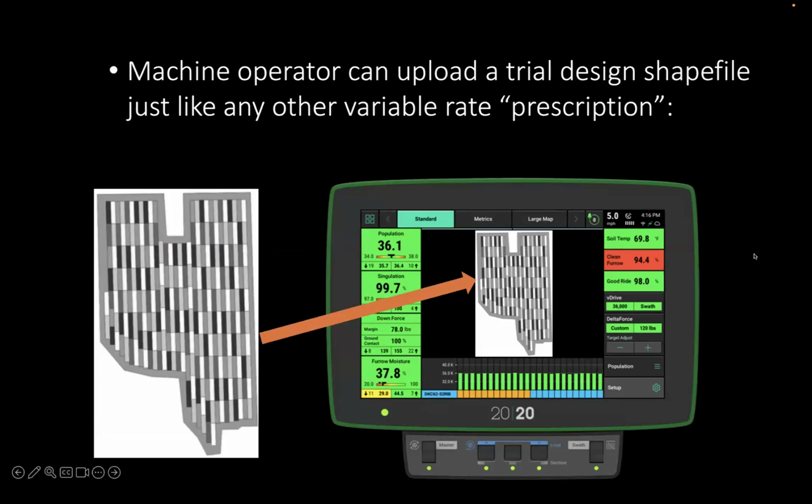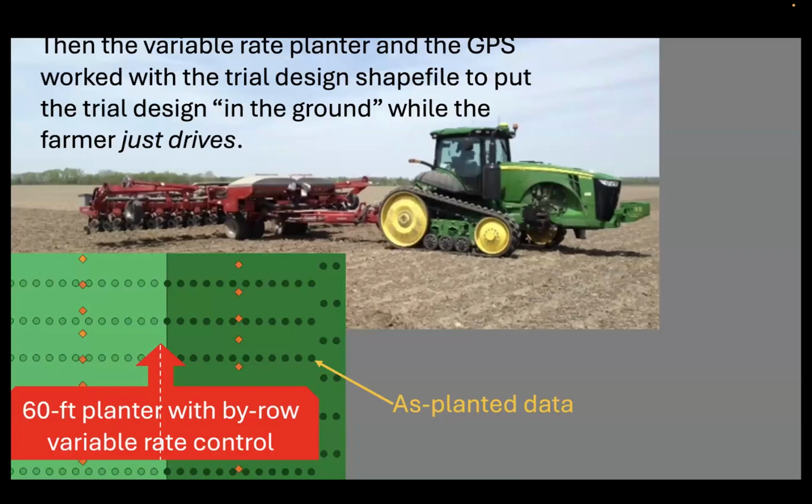To run this OFPE, you create a shapefile that is just a file of polygons, and each of these polygons has a number assigned to it. Then the farmer can bring that trial design into the monitor on his applicator, and the applicator will put that amount of nitrogen down.